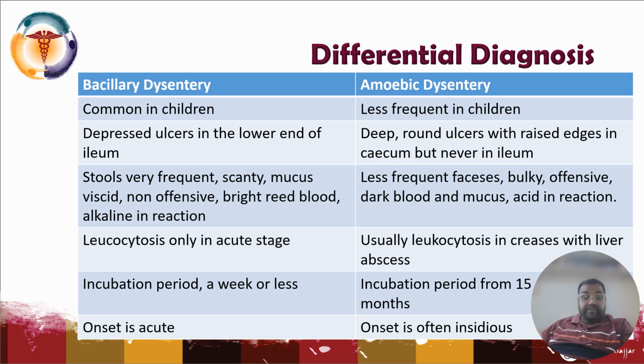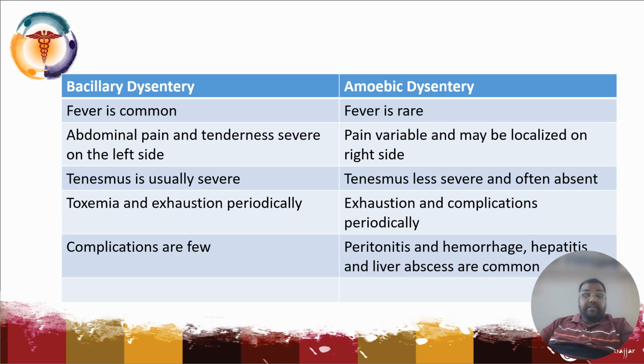Right? We see other differences as well. In bacillary dysentery, fever is common. In amoebic dysentery, fever is rare. In bacillary dysentery, abdominal pain and tenderness are severe on the left side. In amoebic dysentery, pain is variable and may be localized on the right side. In bacillary dysentery, tenesmus is usually severe, and in amoebic dysentery, tenesmus is less severe and often absent. In bacillary dysentery, there is a risk of developing toxemia and exhaustion early, and in amoebic dysentery, exhaustion and complications come later.